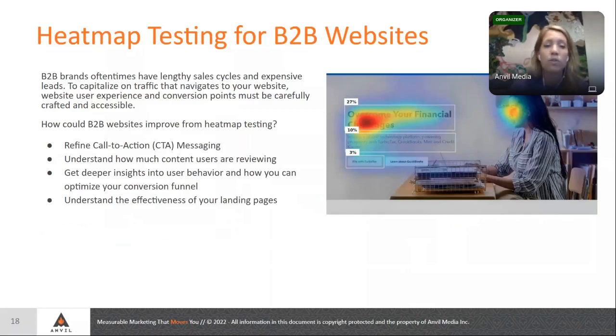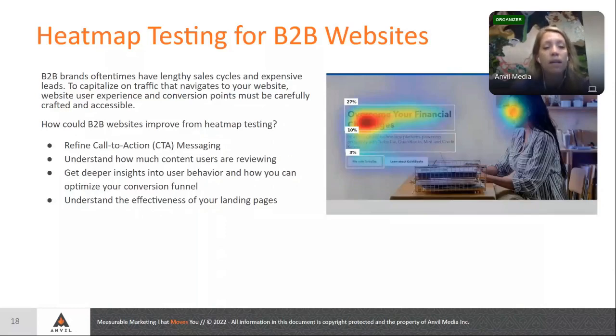So we can use this to refine the messaging we have for our calls to action. So we can test to see how the messaging affects user engagement. So kind of tying this back to the A/B testing we were talking about a little bit earlier, we can test one variation of a call to action against a second variation, and we can see which one users are most likely to engage with.